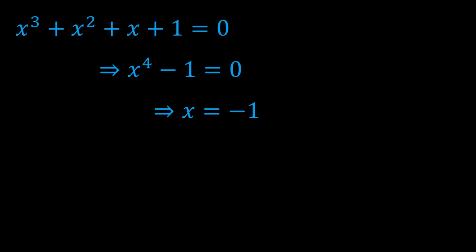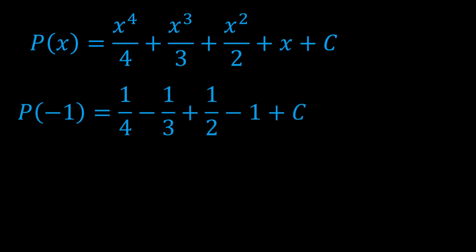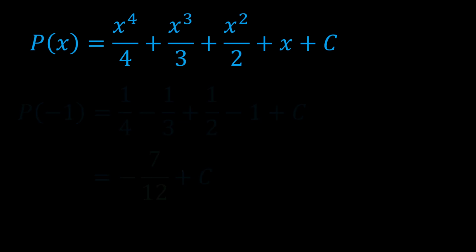But what is the y value at x equals minus 1? Well, we just sub it into the polynomial. P of minus 1 is this expression, and it simplifies to minus 7 on 12 plus c. That's where the 7 on 12 comes from.